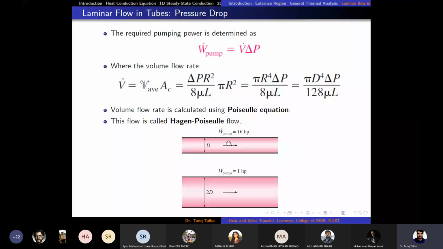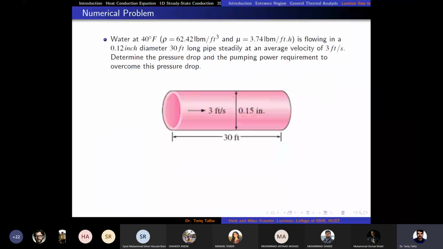Now, because there was a numerical problem, I just put it here, but that is not very relevant for heat transfer. But because it is in the Cengel book, we can do it. Water at 14 degrees Fahrenheit, rho value is given, mu value is given. It is flowing through a pipe of 0.12-inch diameter, 30 feet long, steadily at an average velocity of 3 feet per second. Determine the pressure drop and the pumping power.